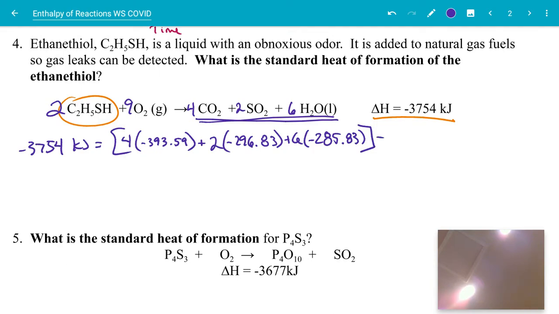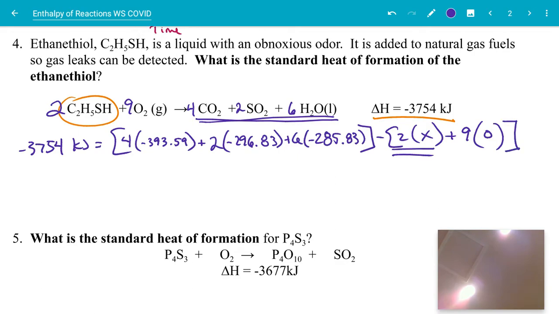And now I'm going to subtract the reactants. The reactants, it's 2 times ethane thiol, and that's what we don't know. So we're going to call that our X. And conveniently, yes, this problem was chosen specifically because it was easy. We do 9 times oxygen. Oxygen is an element, so it has a heat of formation of 0. So we don't have to even include it.